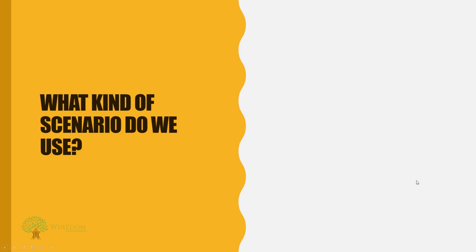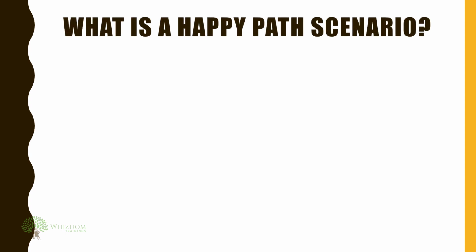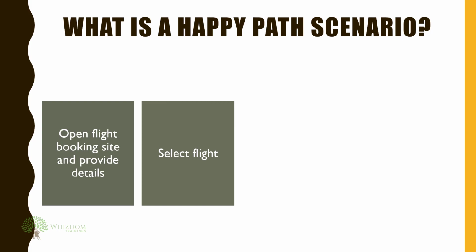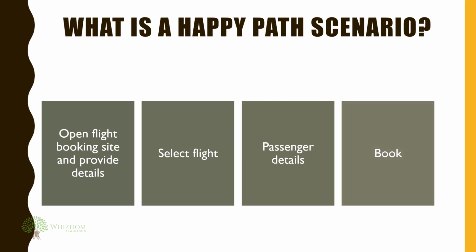The next thing is, what kind of scenarios do we use in JMeter or in performance testing? We go with the happy path scenario. The question is, what is a happy path scenario? It is something that we usually do in an application. For example, we have a flight booking website. We go to the website, we provide the details, we select the flight that we would want to book, then we provide the passenger details, and then we book the flight. This is a general scenario that everyone uses.